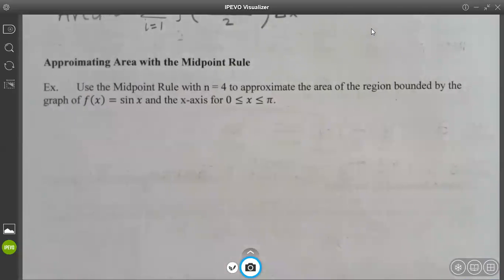All right, last example. Use the midpoint rule with n equals 4 to approximate the area of the region bounded by the graph of f of x equals sin x and the x-axis from 0 to pi. What is something different that you see? It gives you what n is equal to. So we've not had that, right? And yes, it does give us pi because we're working with a trig function, sine. So that's still not different. It's still the same function.